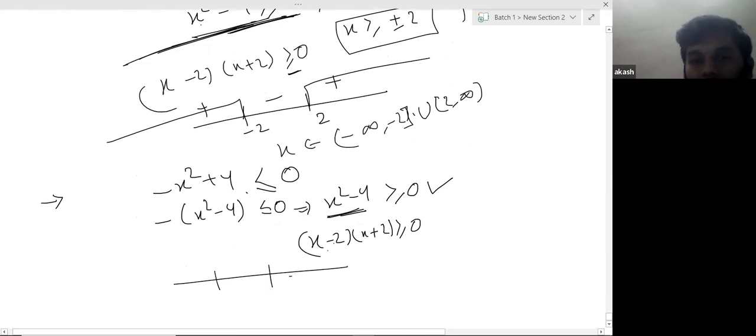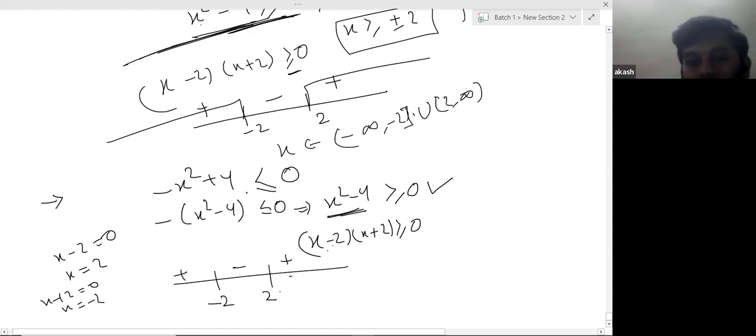Draw these factors. Here x minus 2 equals 0, that means x is 2. Again, x plus 2 equals 0, that means x is minus 2. Plot these factors only. Start from plus, minus, plus alternatively.